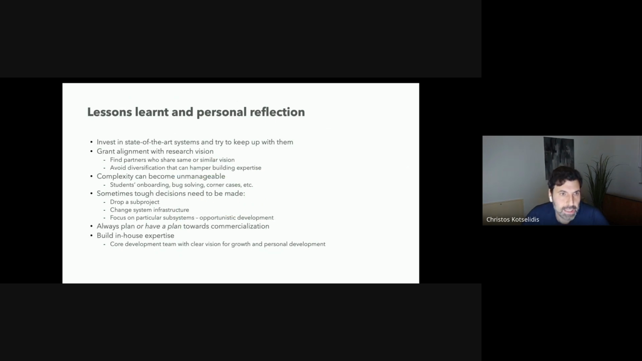So what are my lessons, what I learned through all these years? We need to invest in systems that are state of the art. I personally am not a big fan of creating systems from scratch, because in our field, when we do system software, it is really time consuming to build a new system. We have to keep the ground alignment and the vision aligned.